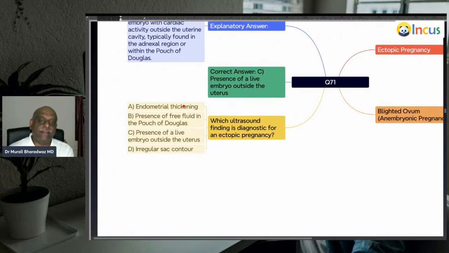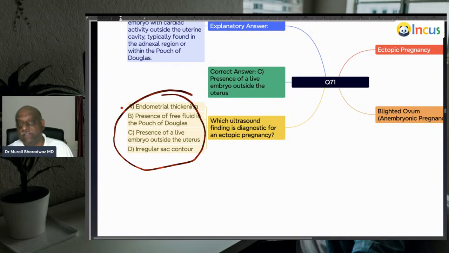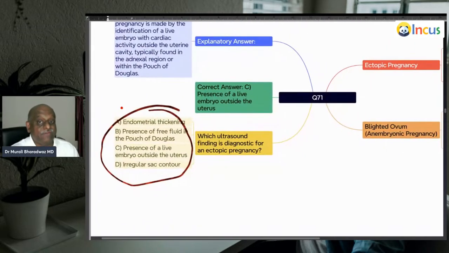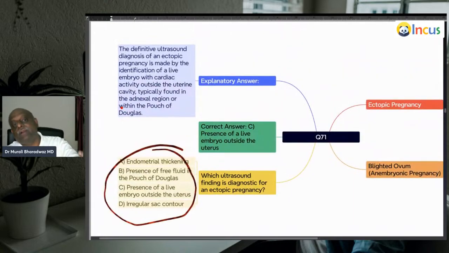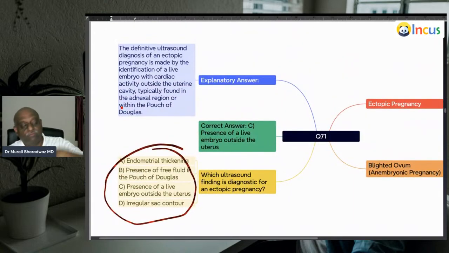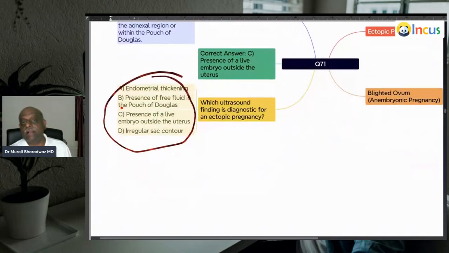Which ultrasound finding is diagnostic of ectopic pregnancy, doctor? Typically, it is the presence of a live embryo outside the uterus. If you find it on the ultrasound, that is indicative.